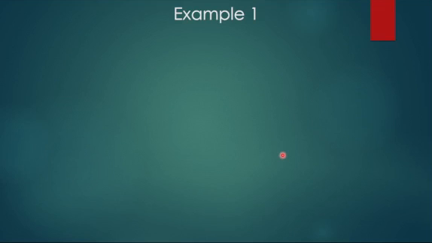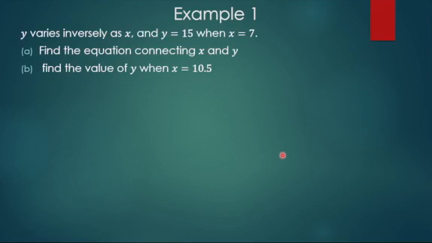All right, example 1, let's see the question. If y varies inversely as x and y is equal to 15 when x is equal to 7, A, find the equation connecting x and y. Remember that in my explanation. B, find the value of y when x is equal to 10.5. Let's see the solution. Right, the first thing you will do here is to write your variation statement, which is y is inversely proportional to x.